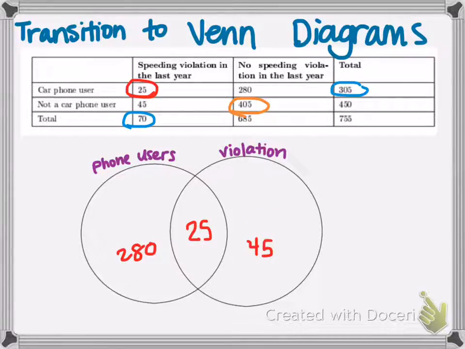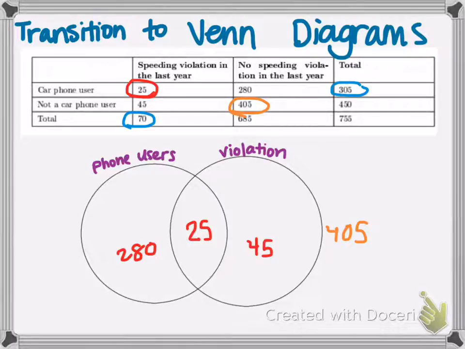Okay? So now that I've got those, I still want to include in here so that I know what my total population was. I want to include the people who said no to both. So I've got a total of 405 people that are not phone users and haven't had a speeding violation. So those people are on the outside of my diagram.